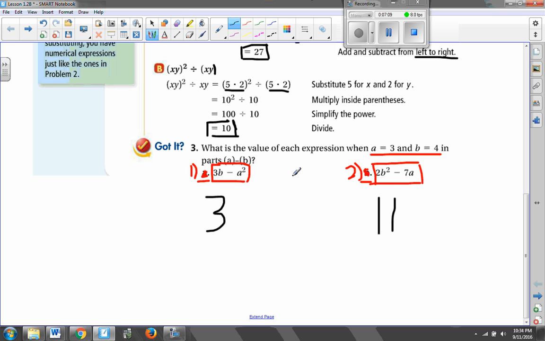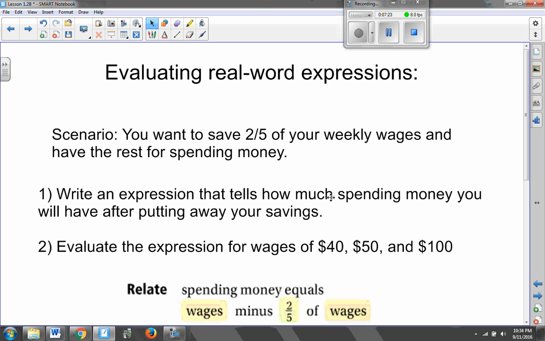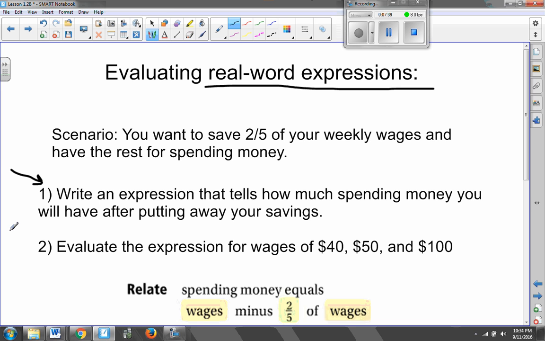Okay? So hopefully evaluating expressions is not too bad for you, especially because really all we've done from the last video is add 1 step. Now I'm going to add another step here in our last example, where I'm going to give you a real world expression. I'm really going to give you a scenario, a story, and I'm going to ask you to write an expression first. So number 1 is going to be to write your own expression, and then number 2 is going to be to evaluate the expression for different values, probably 3, maybe 4 different values even in your practice problems.